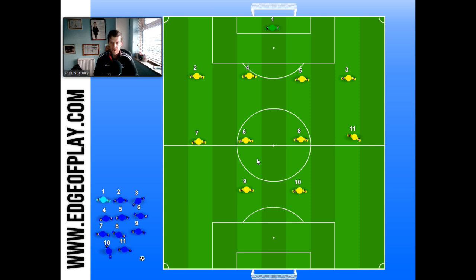But now you're seeing it being used again by some teams and used very effectively because you've got 2 up front and a lot of defenders are not used to that. So interesting formation. Let's start by looking at some of the strengths of this formation then.